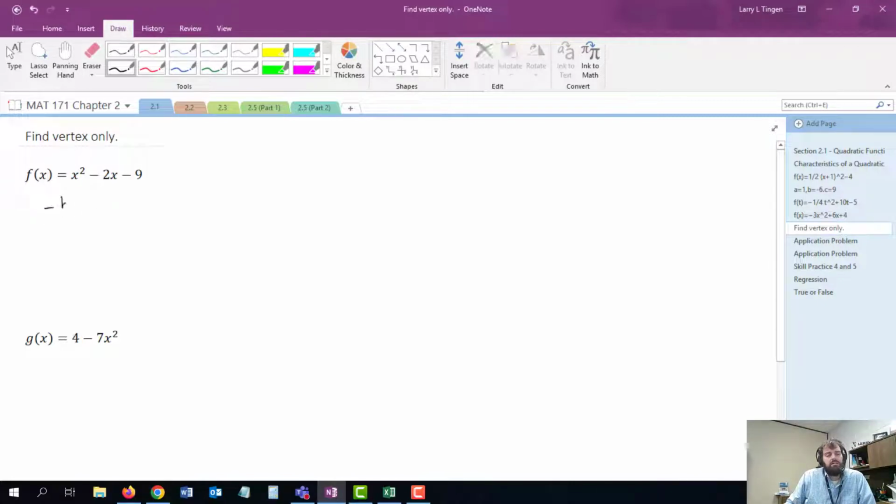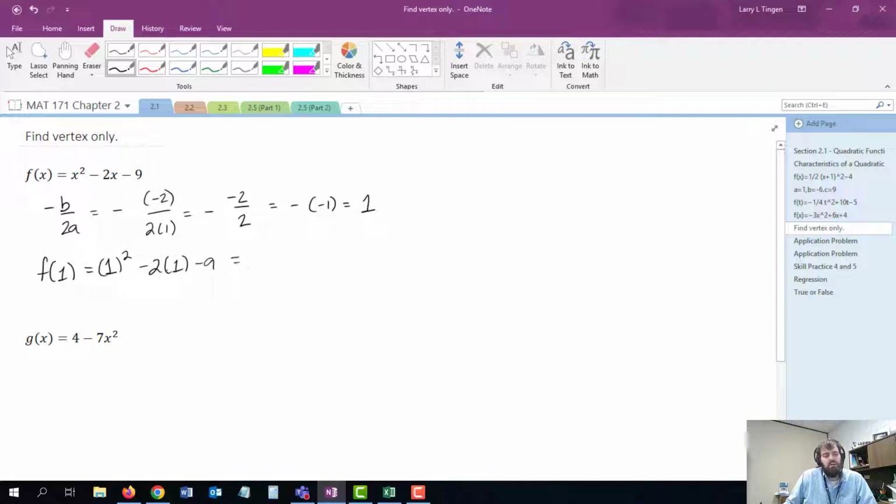Remember, to find the vertex, I always find negative b over 2a. So that's negative negative 2 over 2 times 1, which is 2 divided by 2, which is 1. What is f at 1? f at 1 is 1 squared minus 2 times 1 minus 9. 1 squared is 1. 2 times 1 is 2.